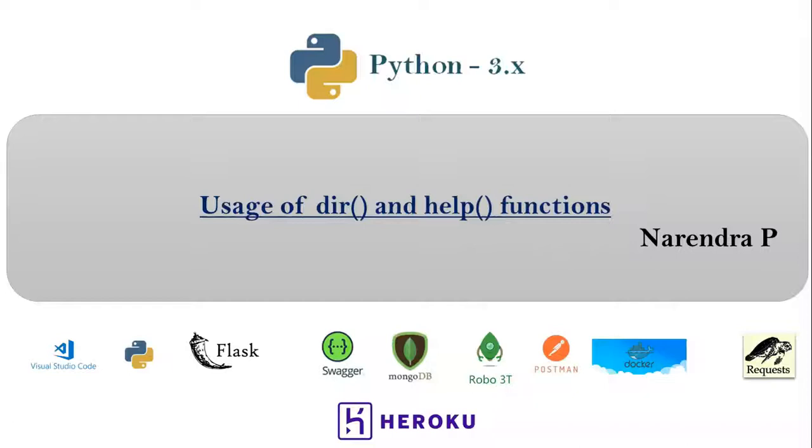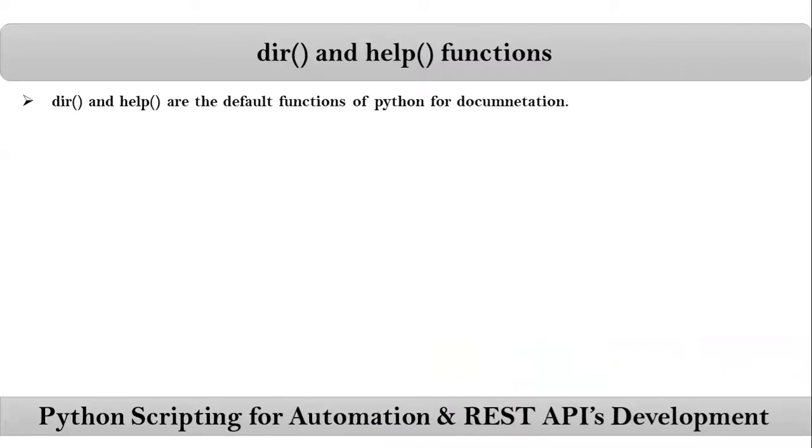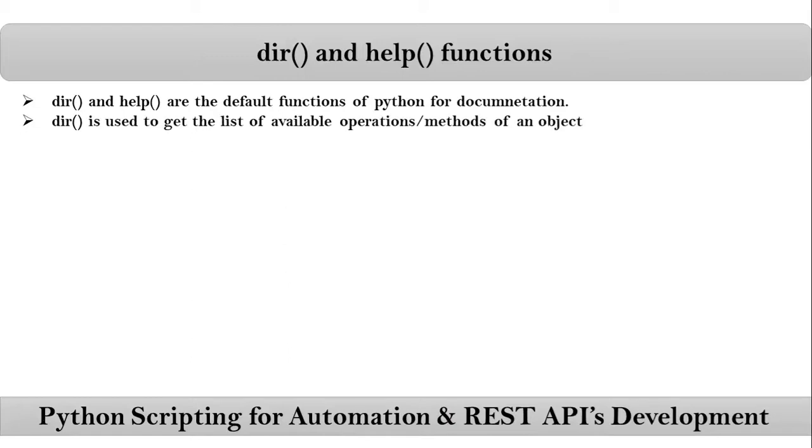Friends, here I will be talking about uses of dir and help functions. These two functions are default functions of Python for documentation. Here, dir is used to get the list of available operations or methods of an object. So here, the object could be any one of the data types or data structures.